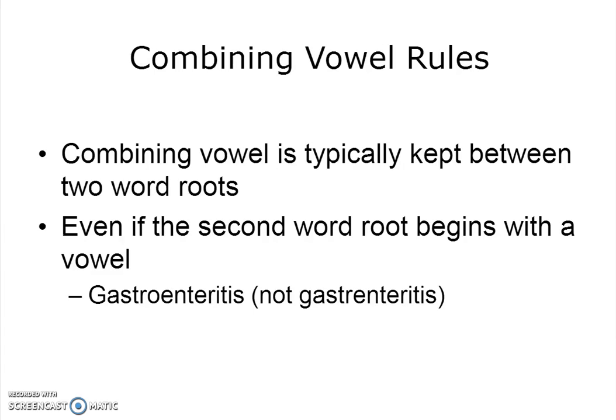This next rule deals with using a combining vowel between two word roots. We typically will use the combining vowel between two root words, even if the second word root begins with a vowel. The example used is gastroenteritis. The first root word, gastr, means stomach. The second root word is enter, which means pertaining to the intestine. The last part of the word is itis, which means inflammation. Gastroenteritis.